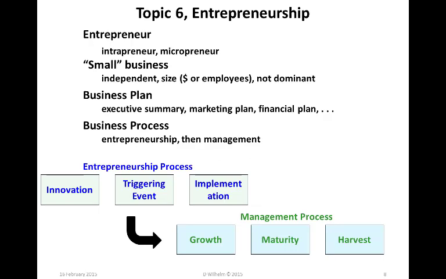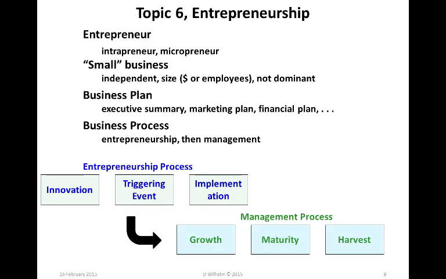Entrepreneurship: besides a straight entrepreneur, who is anybody who starts a business, an intrapreneur is somebody who starts a business backed up by their organization. A micropreneur is somebody who starts a business with just wanting to have a small business. Small business, as defined by the Small Business Administration, says it has to be an independent business. It has a size part of the definition, either dollars or number of employees, and not dominant in the industry.